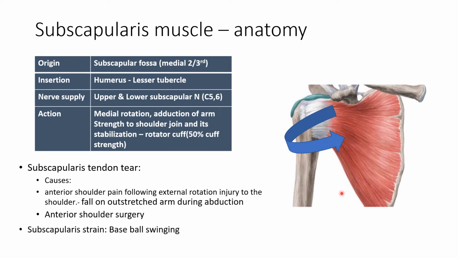And there can be a tear of this tendon, which can happen in anterior shoulder surgeries. Then there are anterior shoulder dislocations because of a fall on an outstretched arm in an abducted position, and the person will complain of anterior shoulder pain following an external rotation injury. And then subscapularis strain is more common in baseball players during the baseball swinging movement.